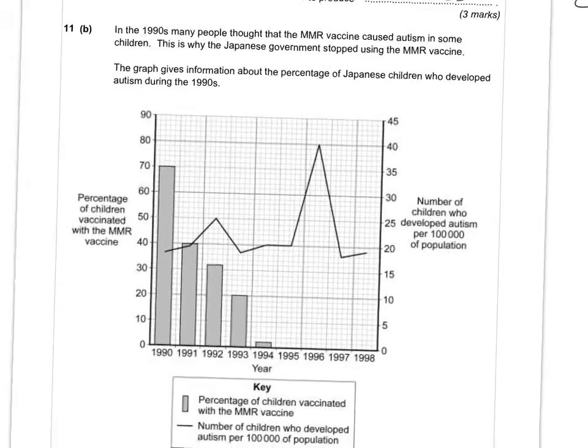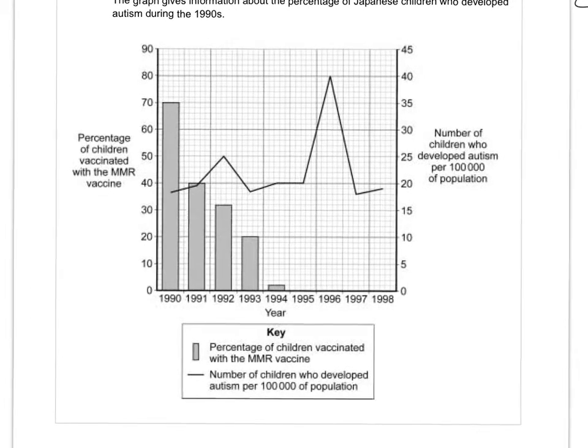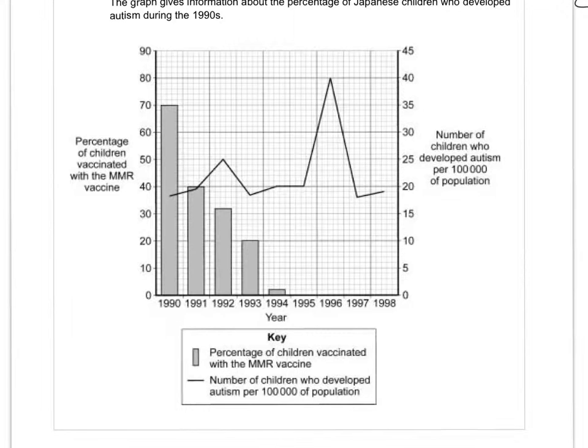Okay, and then we've got 11b here, which is shown as a graph. In the 1990s, many people thought that MMR caused autism in some children. This is why the Japanese government stopped using the MMR vaccine. The graph gives information about the percentage of Japanese children who developed autism during the 1990s. So we can see this data here. What we'll do is we'll look at this graph in a bit more detail on the next page when we're looking at the questions for it.